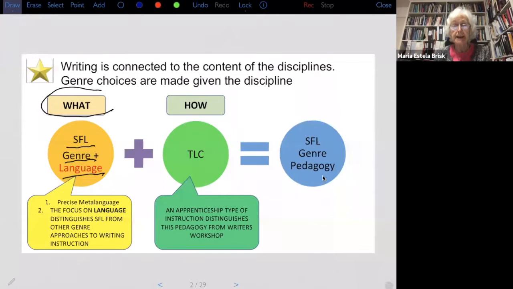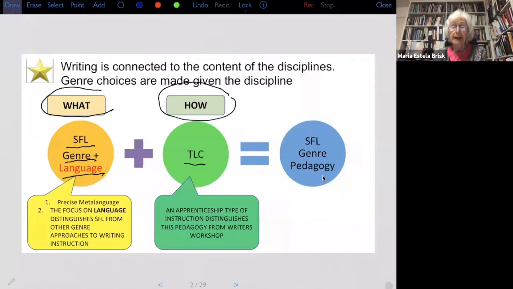Then the other aspect is the how. How do we teach writing? And it's done through what is called the teaching and learning cycle that was developed by the linguists and educators in Australia that started using this theory in the schools. And I've worked in a school in Boston for 10 years with the teachers, and made our own modifications through what we learned in the application.